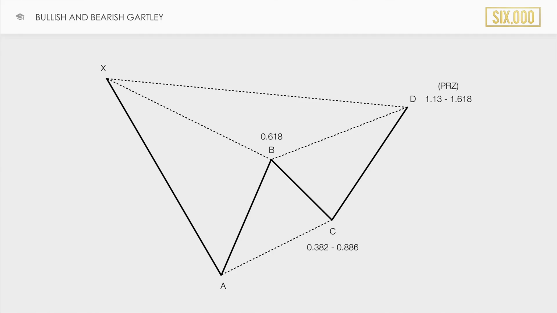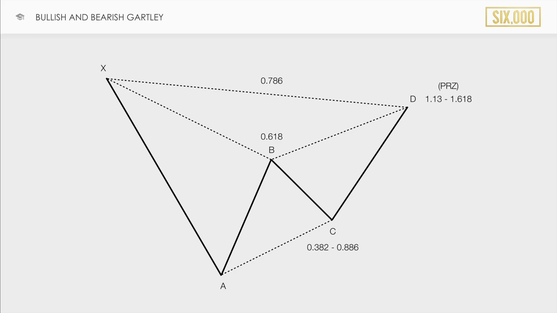The BC projection to give us our D leg or D point is 1.13 to 1.618. And this complements the XA retracement of 0.786. This gives us our X to D 0.786. That defines the D point. And these will all form within a close area in the potential reversal zone. And we're looking to confirm those ratios before we enter the trading position.